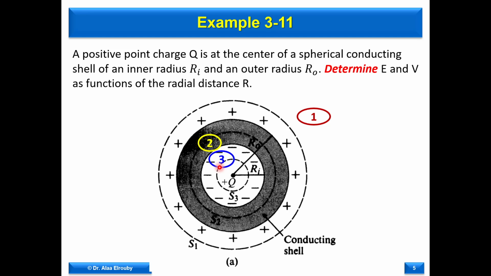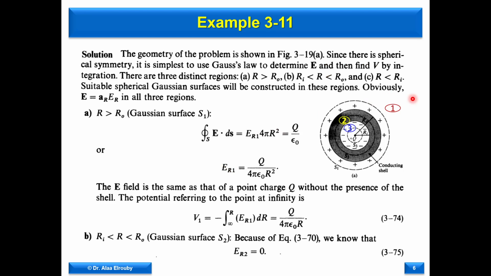This problem does have symmetry, so Gauss's law would be very suitable for solving it. As we see, we have three regions, so we need to apply Gauss's law 3 times. We start with the outer region, region number 1, and we apply Gauss's law, E dot ds. Because of symmetry, we know the electric field will be normal to the surface because it's radial, and it is uniform because there is no dependency on theta nor on phi.